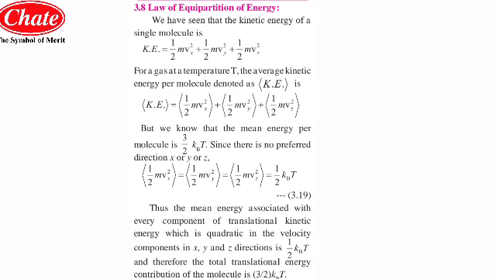Now students, thus the mean energy associated with every component of translational kinetic energy, which is quadratic in the velocity component in the x, y and z direction, is half kB T. Therefore the total translational energy contribution of the molecules is 3/2 kB T. So this is how we have derived the equation for the law of equipartition of energy. Now after this we will be discussing the next term of the chapter.